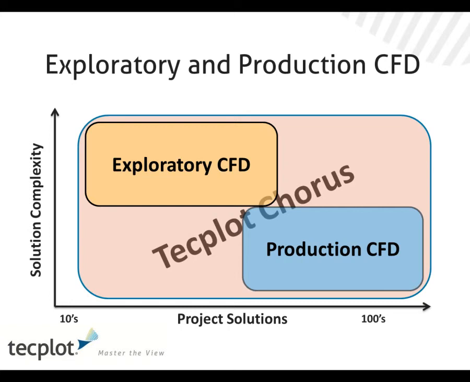And that's the key thing: as I've shown here, there's two boxes, but really there's a continuum. As you say, Scott, people go from exploratory to production level and start looking at trade studies.